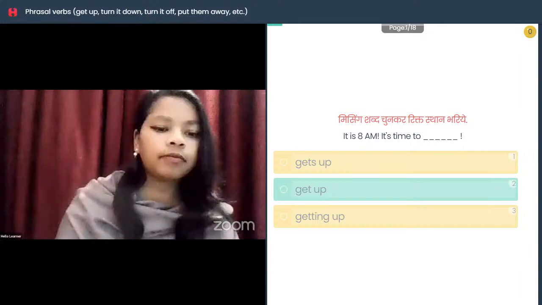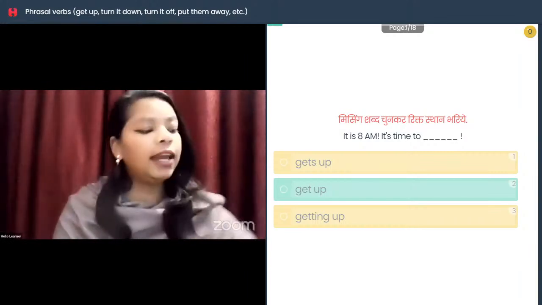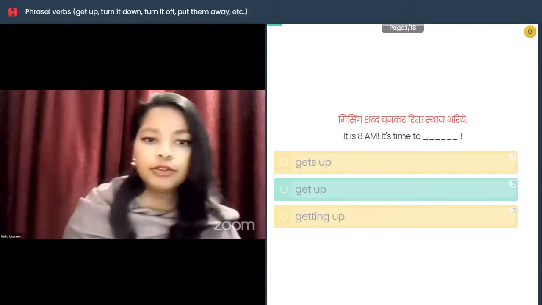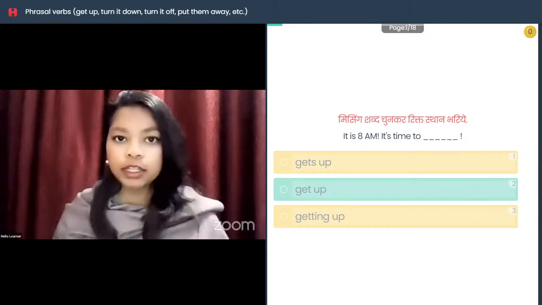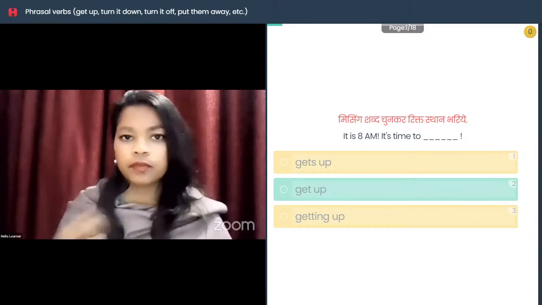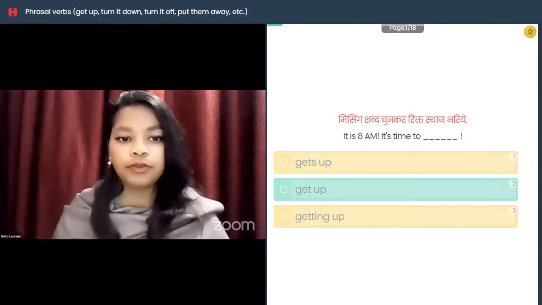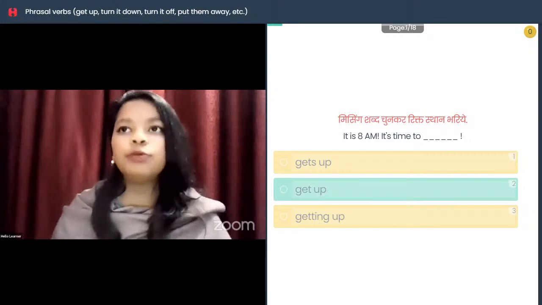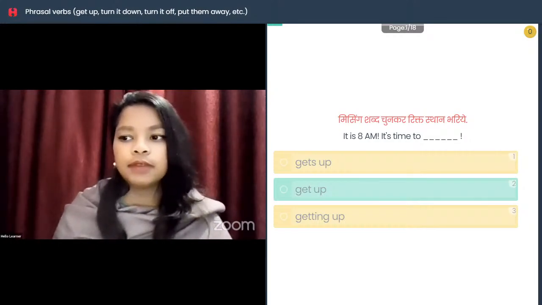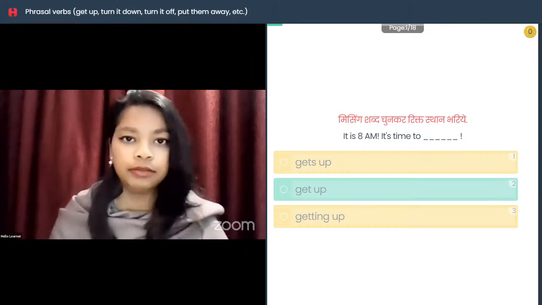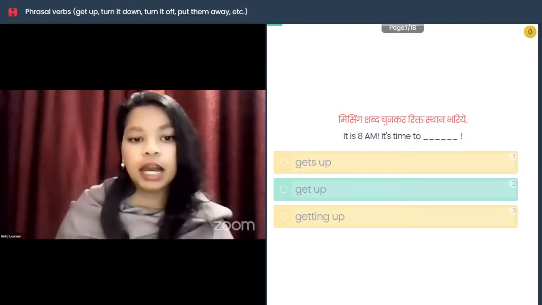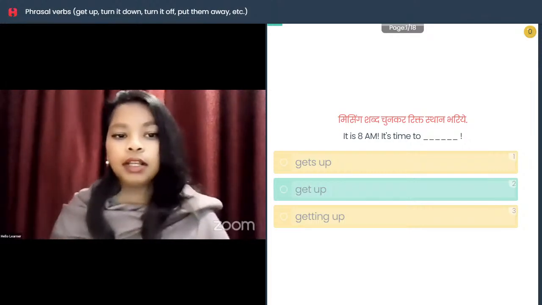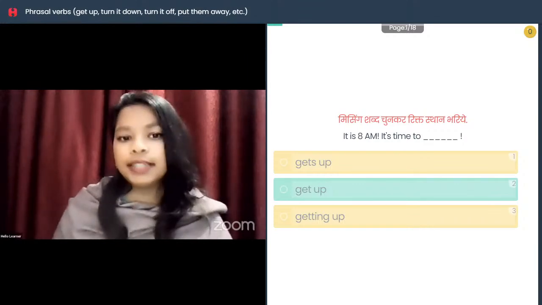Okay, everyone. So, like we were talking about phrasal verbs, what are phrasal verbs and why do we use phrasal verbs? So, before we begin with the usage and writing down or trying to understand phrasal verbs, let us come to what they are. Phrasal verbs are words that indicate some kind of action. Turn it up, turn it down, get up, sit up, turn it off, put them away. These are all phrasal verbs. They indicate some kind of action.